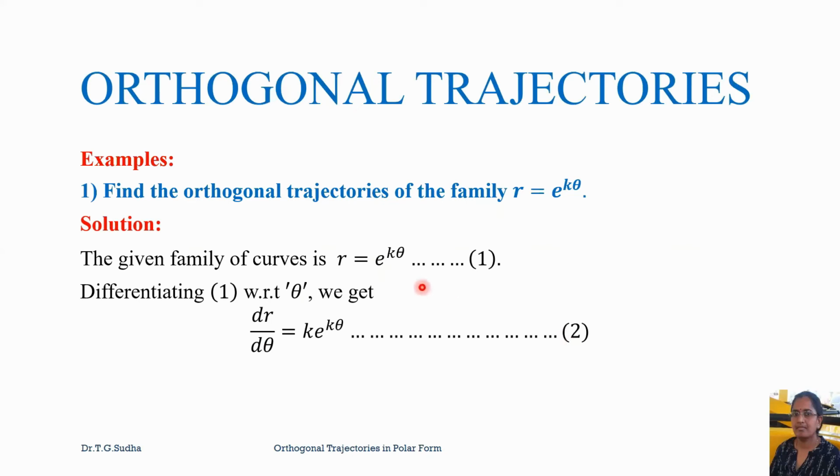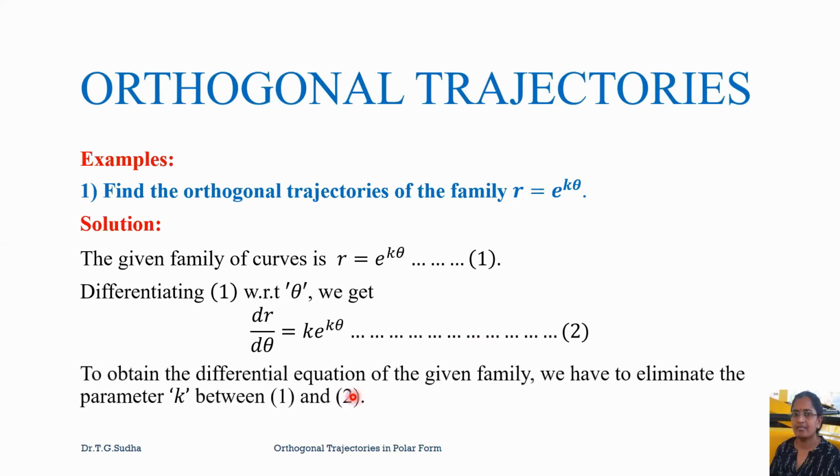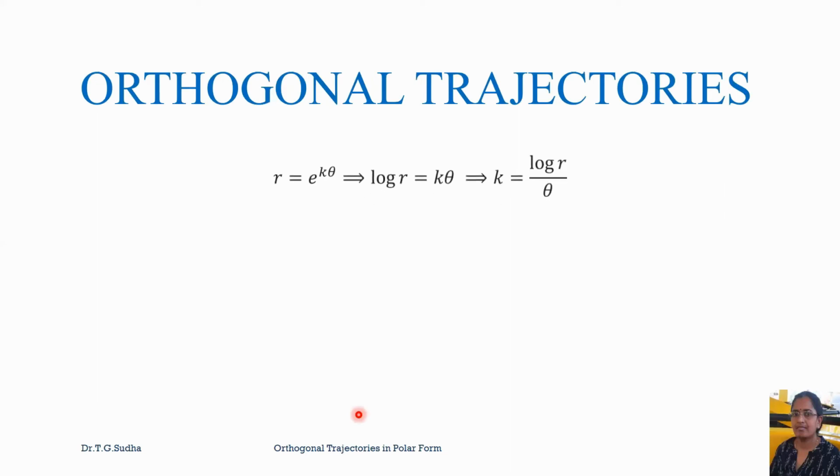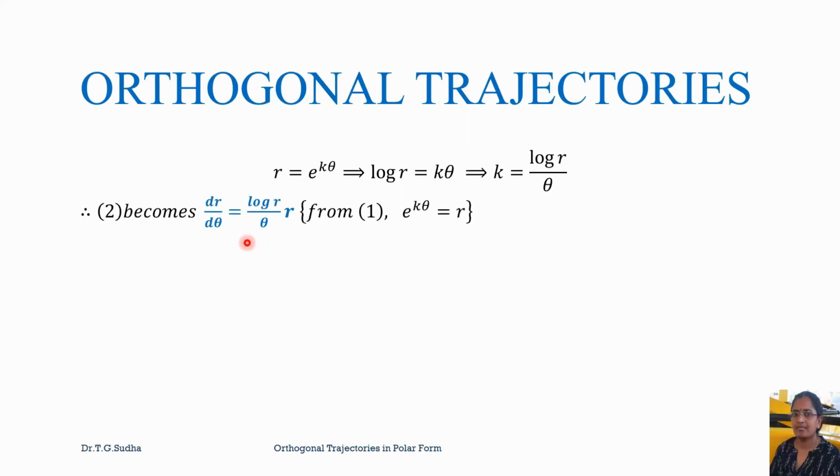Now we need to eliminate k between equation 1 and equation 2. To obtain the differential equation of the given family, we need to eliminate the parameter k between 1 and 2. So from the given expression r is equal to e to the power of k theta, if we take logarithm on both sides, we get log r is equal to k theta. Therefore, k is given by log r by theta. Let us substitute this value of k in expression 2. So we get dr by d theta is equal to log r by theta into r. And this is the differential equation of the given family of curves.